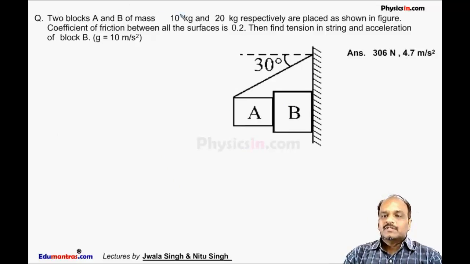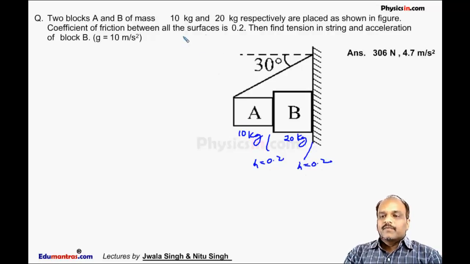Two blocks A and B of mass 10 kg and 20 kg are placed as shown. This mass is 10 kg and this mass is 20 kg. The coefficient of friction mu here is 0.2, and here it is also 0.2. Find the tension in the string and the acceleration of the block.